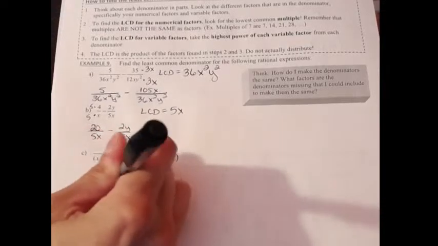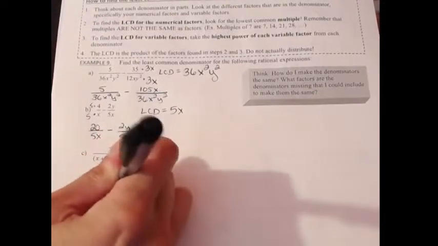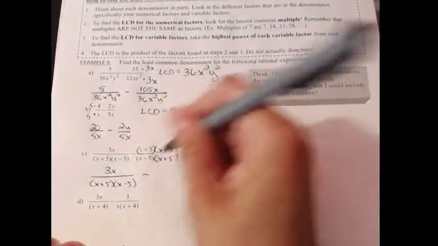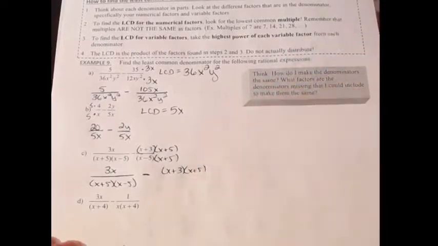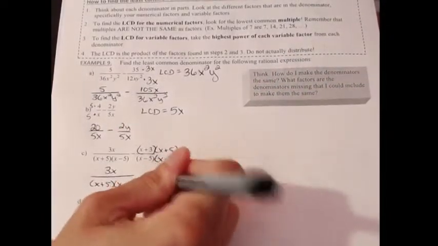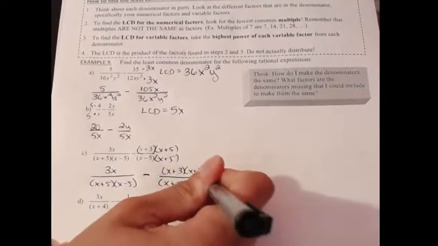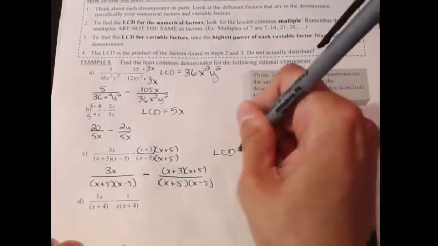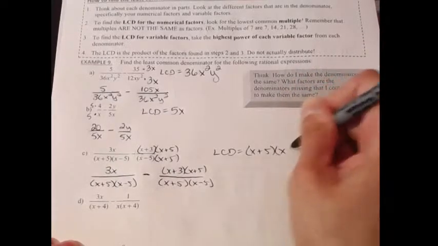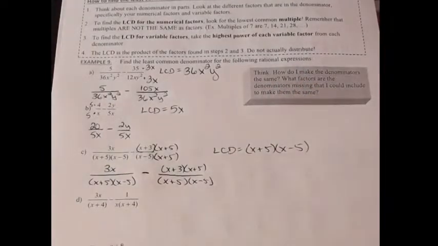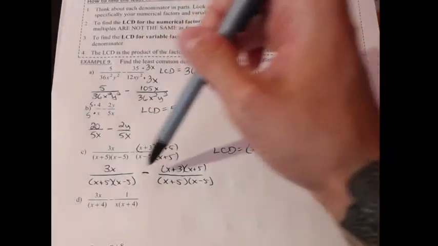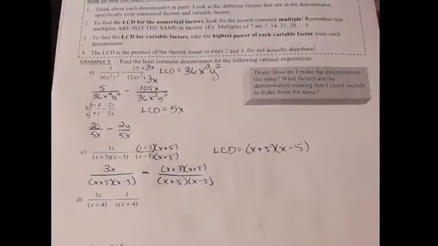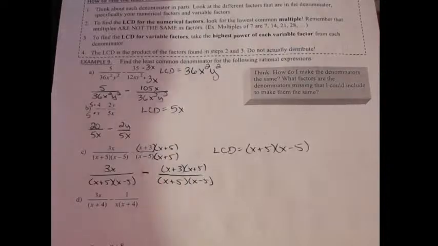So just so you know how to rewrite this, we have 3x over x plus 5 times x minus 5, minus x plus 3 times x plus 5 all over x plus 5 times x minus 5. So we have just discovered that our LCD is x plus 5 times x minus 5. That's what it would look like. Of course, to progress, we would want to distribute just the numerator so that I can then distribute the negative throughout and combine my numerators and make one fraction. But we will see that in just a little bit.